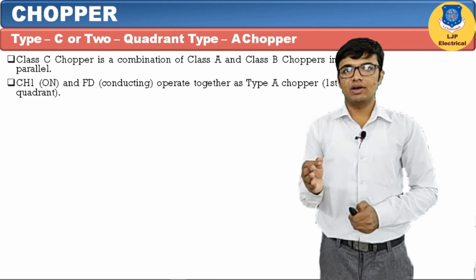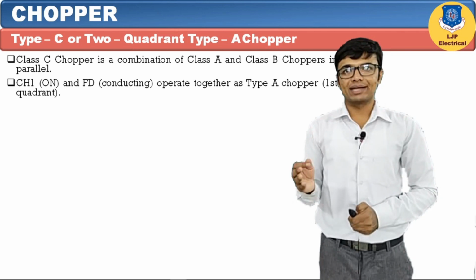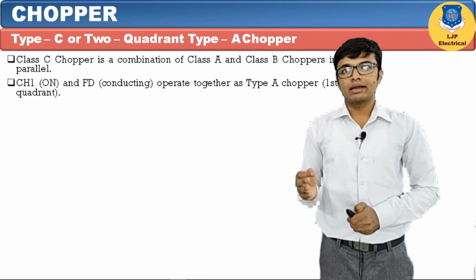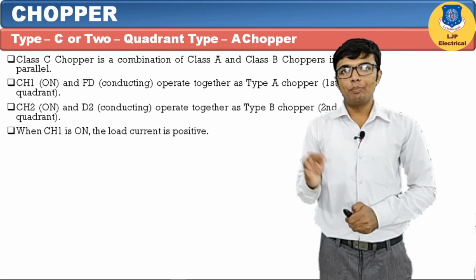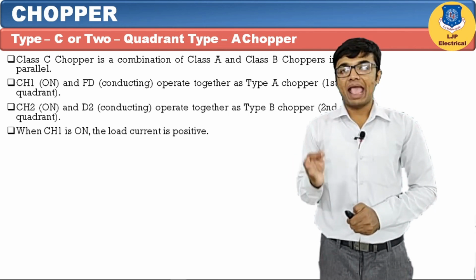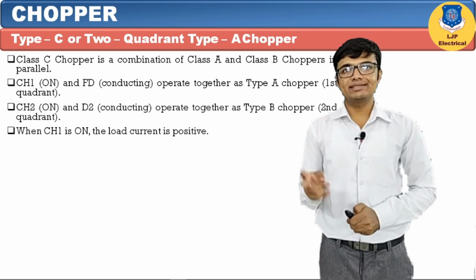If the switch 1 and the freewheeling diode operate together, it will operate as a type A chopper. Now, if the switch 2 and the diode D2 operate together, it will operate as a type B chopper. It is a step up chopper and it will operate in the second quadrant.